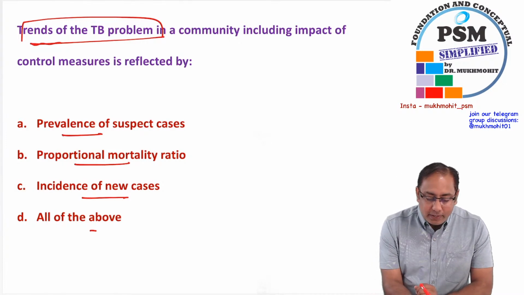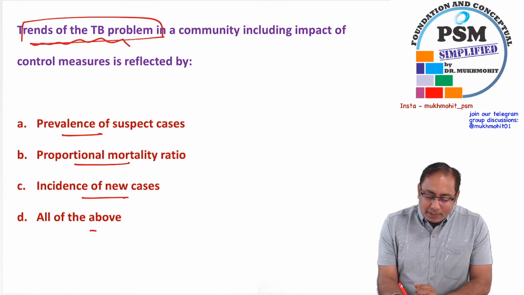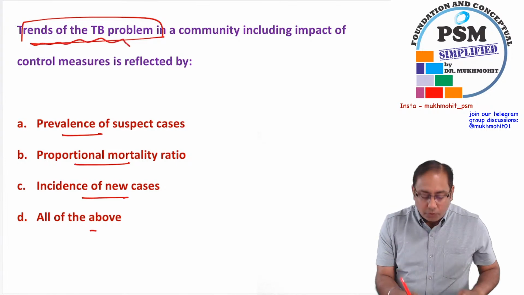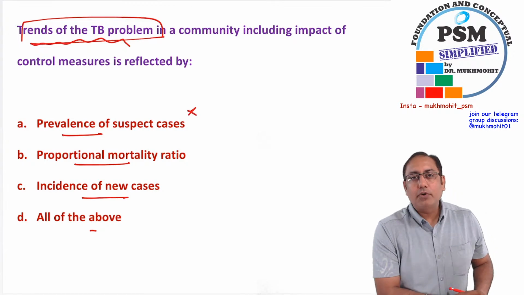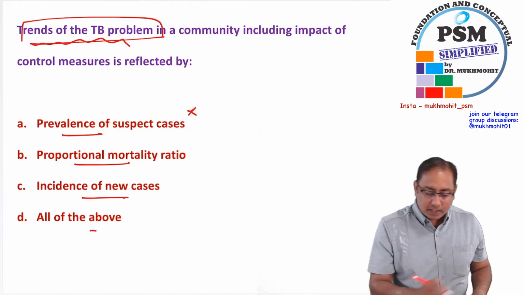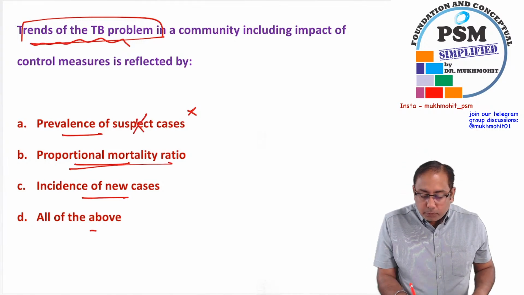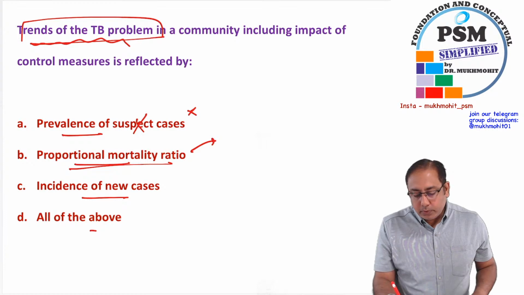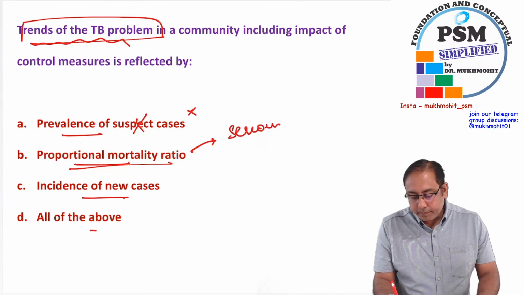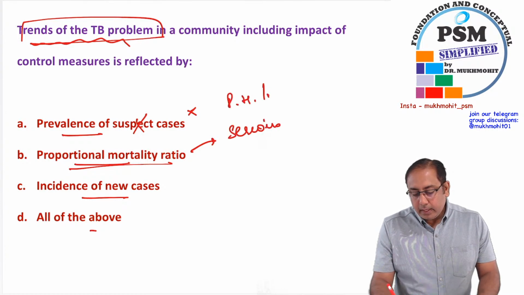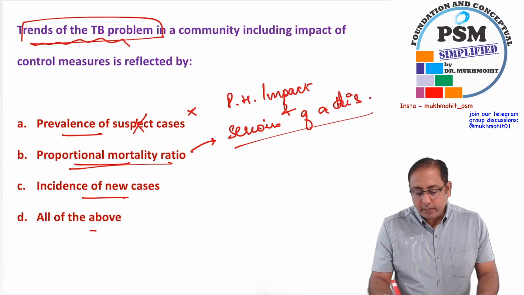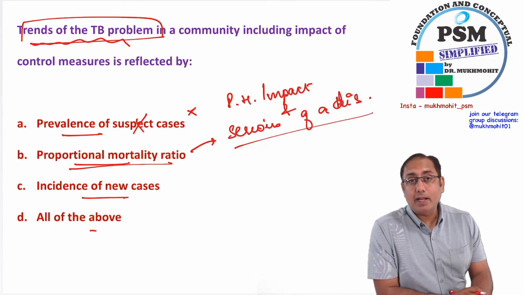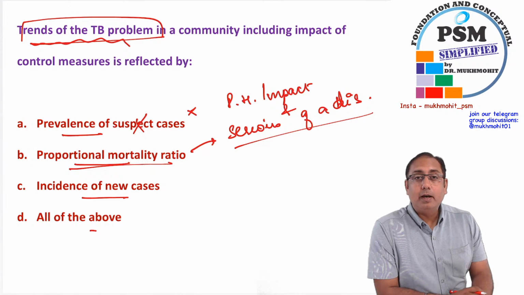You want to find the trend of TB problem. The wrong answer is option A, prevalence of suspect cases. Why would you go around talking about the suspect cases? That's a wrong answer. Proportional mortality rate tells you about the seriousness, public health impact and seriousness of a disease in an area. It is actually a public health panic indicator.